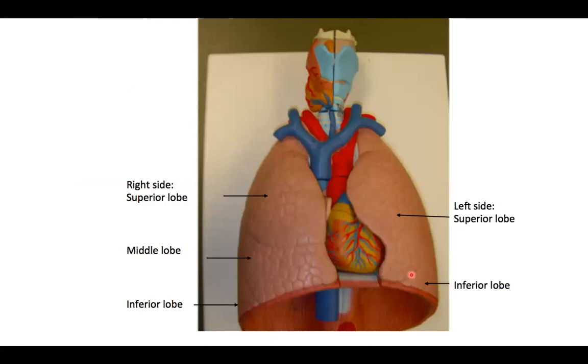Here is the lung picture again. The point for us to see this is we want to know that the lungs are divided into 3 lobes on the right and 2 lobes on the left. So if you're talking about the right side, you have the superior lobe, the middle lobe, and the inferior lobe. And then on the left-hand side, you only have the superior and inferior. There are only 2 lobes on the left-hand side because of the presence of what we identify as the cardiac notch, making your left lung smaller.